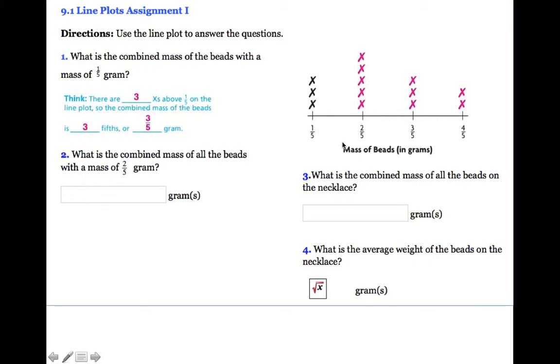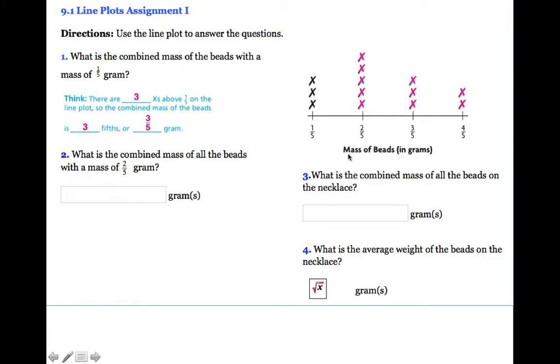Let's do a quick review of this line plots assignment 9.1. I've had several students ask about the line plots. So I want you to notice that over here in this right-hand corner, this is the line plot. It is showing you data, just like a bar graph, a circle graph, or a line graph would show you data, but this is a line plot.